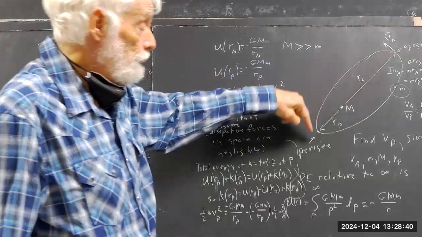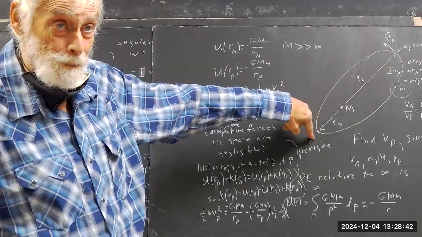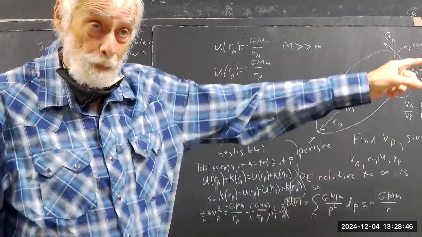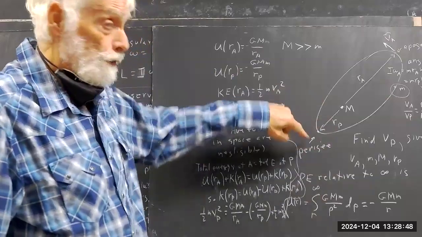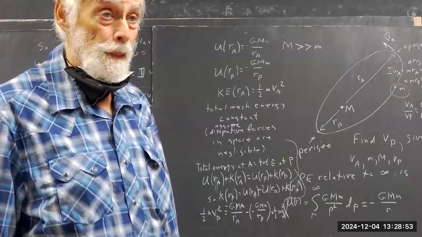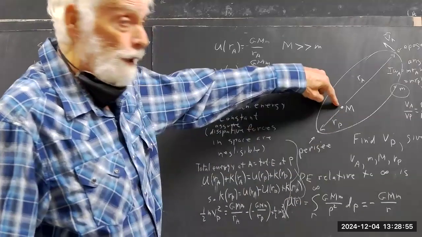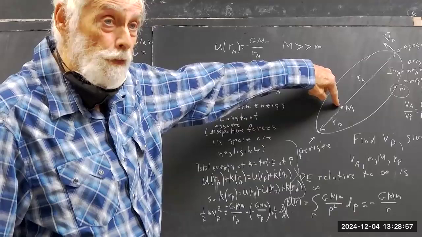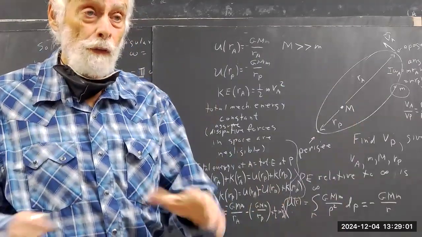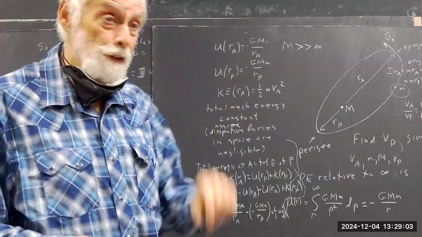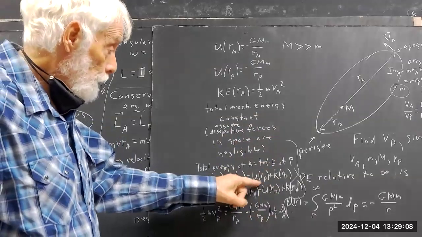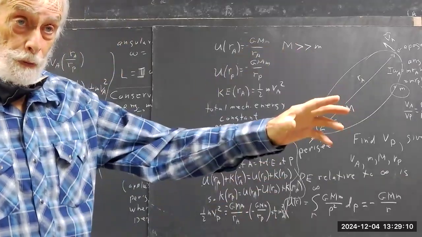Total mechanical energy here equals total mechanical energy here. Total mechanical energy is potential plus kinetic at that point. Total mechanical energy here is potential plus kinetic at this point. We know the potential energy at any point if we know how far it is. So we have two of the four quantities. There are four quantities in the equation: potential and kinetic energy at one point, potential and kinetic energy at the other point.